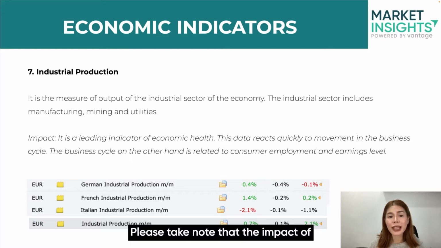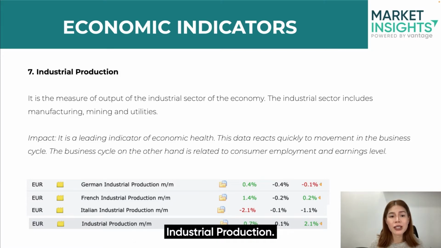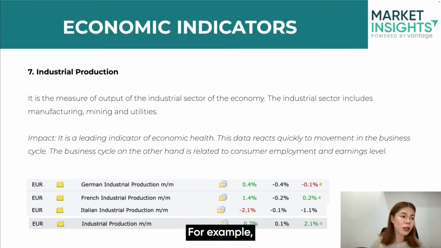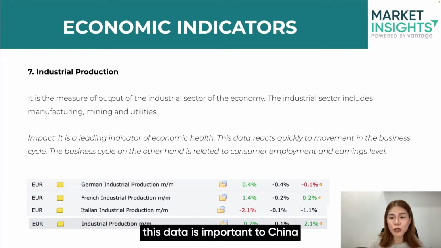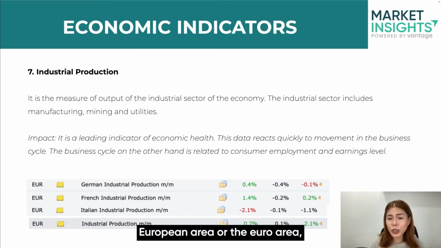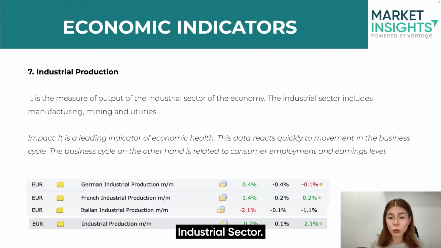Please take note that the impact of industrial production depends on the country. For example, this data is important to China because China is an industrial country. Same with Japan. But for the European area, or the Euro area, you can see it's yellow in color. So it's a low impact data because the European market is not really heavily dependent on the industrial sector.